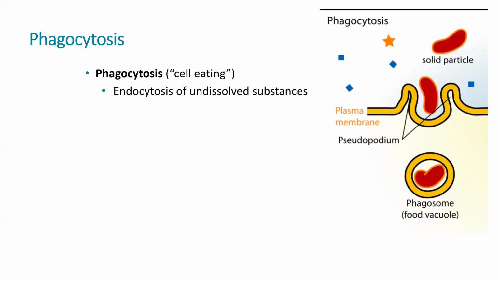Now, phagocytosis translates to cell eating. This is going to be endocytosis of undissolved substances. So pinocytosis is the dissolved stuff, so they're just drinking. Phagocytosis is the undissolved stuff, so they're eating.